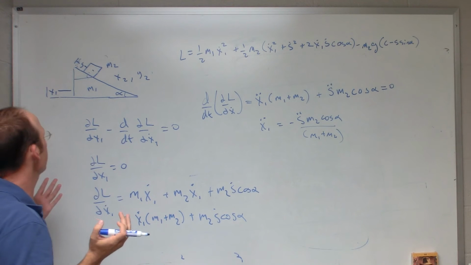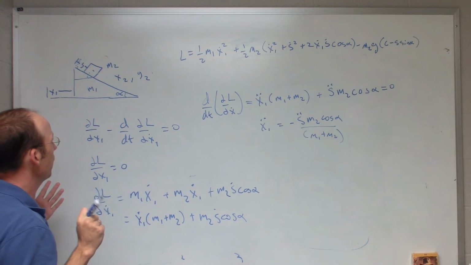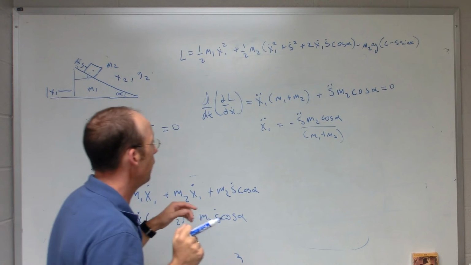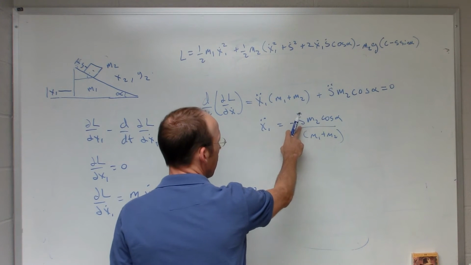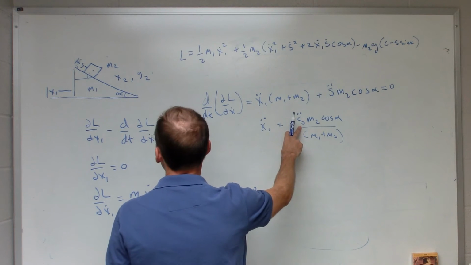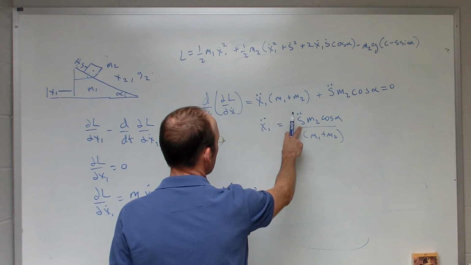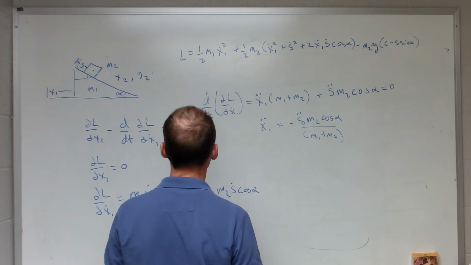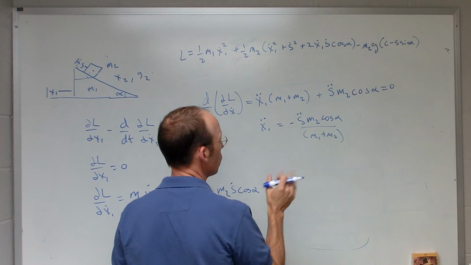You can even do some serious things. Well, we won't do it right now. Well, we could. If I solve this for s double dot and let m1 go to really, really high, we should get... well, we'll do that in the next part.